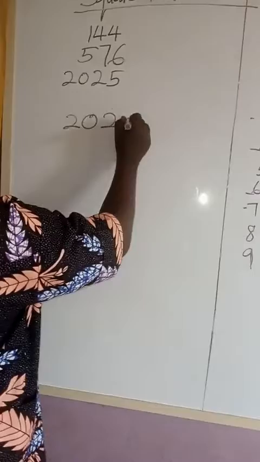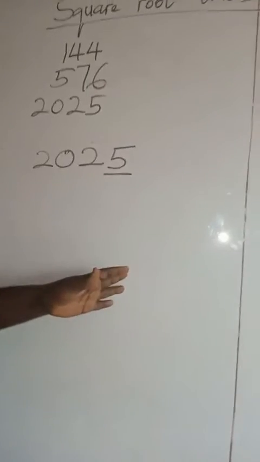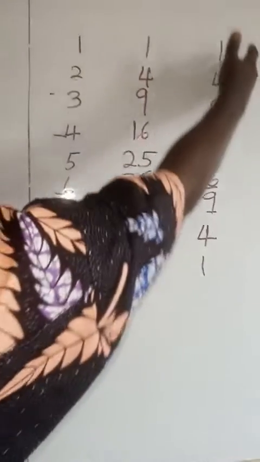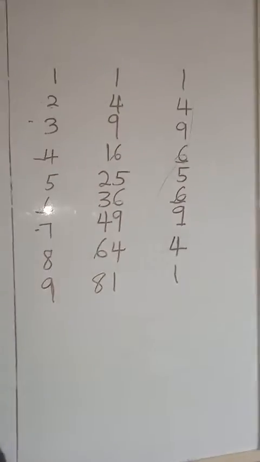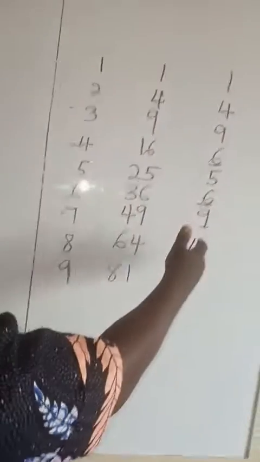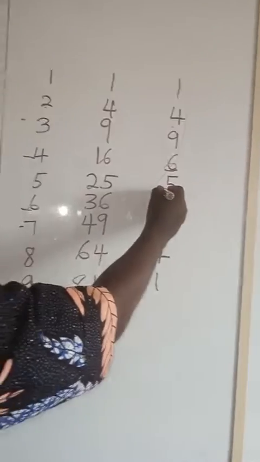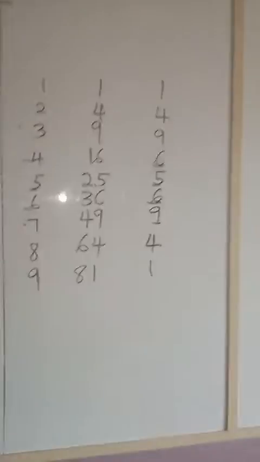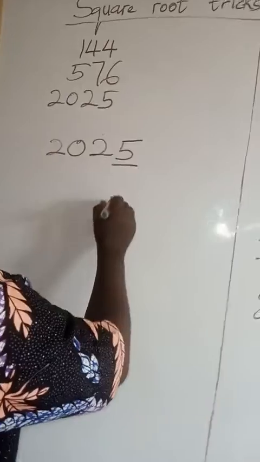2025. Again, we want to begin with this number 5. What are the numbers whose square end in 5? Now let's look at the digits. The last digit, that is 5 here. We have only one number whose last digit is 5, and that number is 5. So we are going to write 5. We are not slashing it with any number. It's only one number that the last digit is 5.